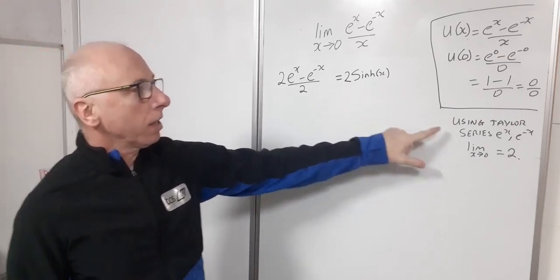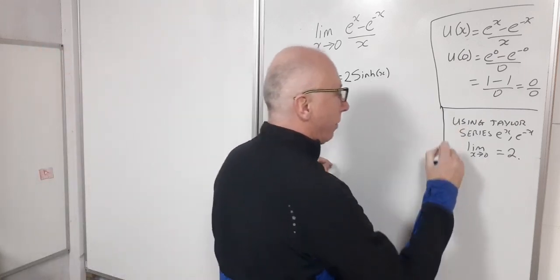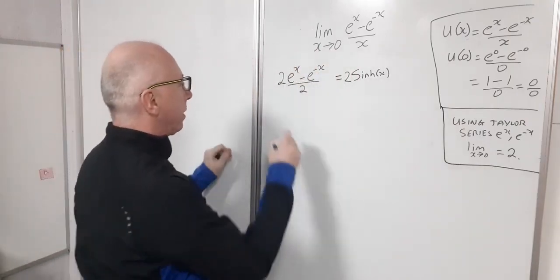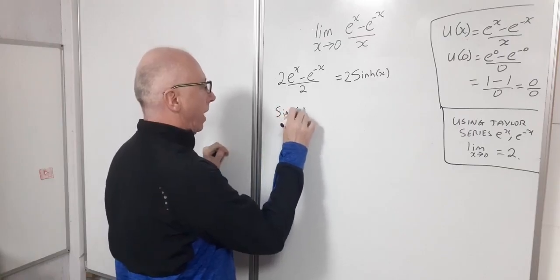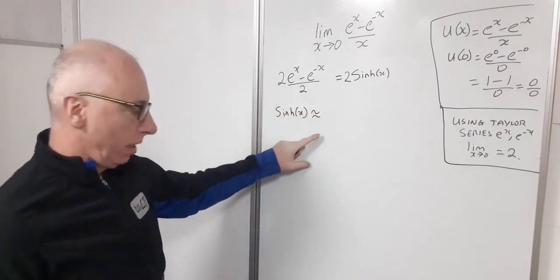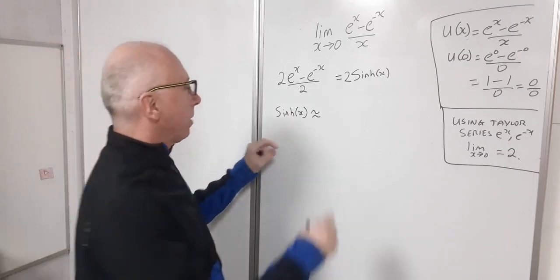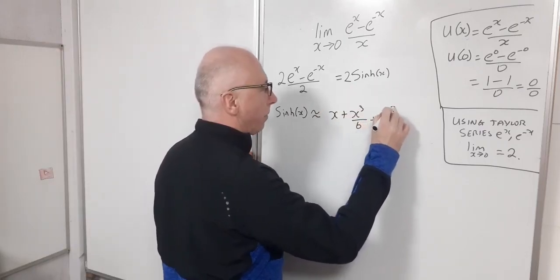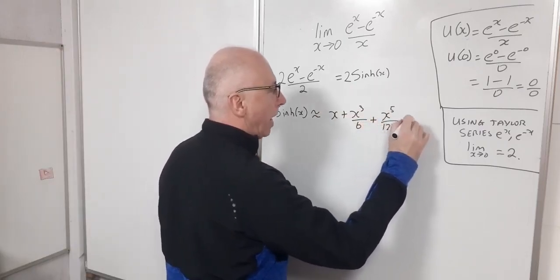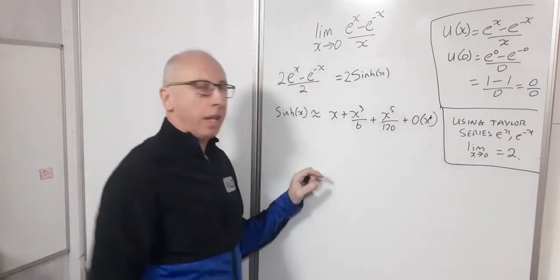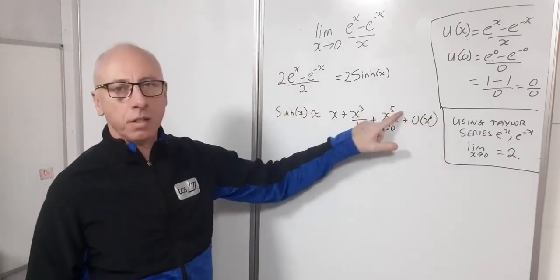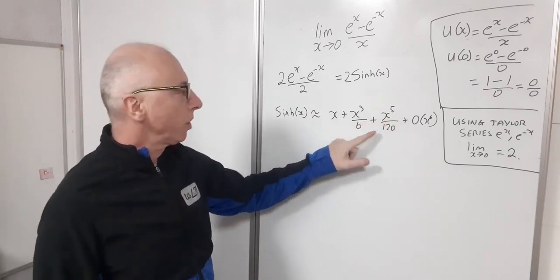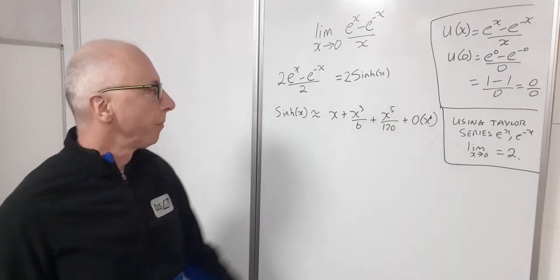Okay, so now sticking with our Taylor series representation, let's have a look at the Taylor series representation of sinh of x. So sinh of x is represented by x plus x cubed over 6 plus x to the 5 over 120 and so on. And that would just keep going on for odd powers of x all the way along to infinity. And these would keep increasing by 3 factorial, 5 factorial, 7 factorial and so on.